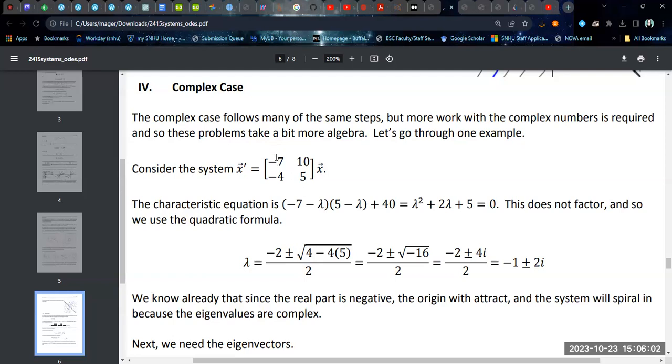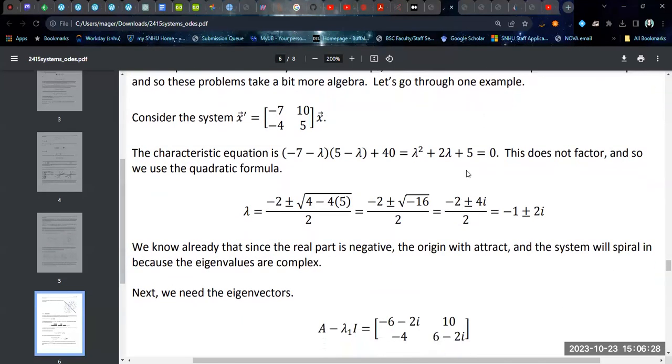So we've got it in this form. To find the characteristic equation, remember, we subtract lambda off the diagonal, and then we find the determinant. So this becomes (-7 minus lambda) times (5 minus lambda), and then minus this off-diagonal, which gives me, since it's already negative, a plus 40. And foiling this out, we end up with this expression. This does not factor. There are no factors of 5 that sum to 2. So we're going to use our quadratic formula, and we end up with a complex solution.